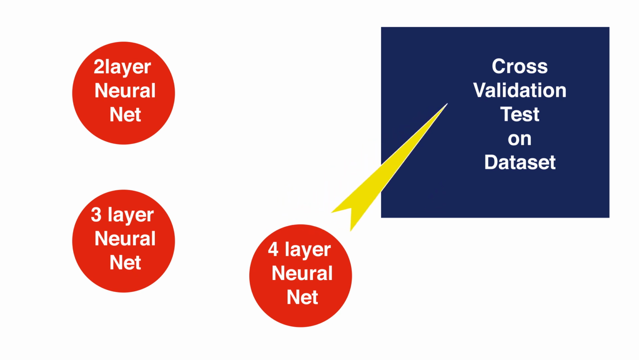After we perform cross-validation on neural networks with 2, 3, and 4 layers, as an example, we compare the resulting error in each and then choose the model with the lowest error rate. The chosen model is expected to classify cat images better than the other setups.